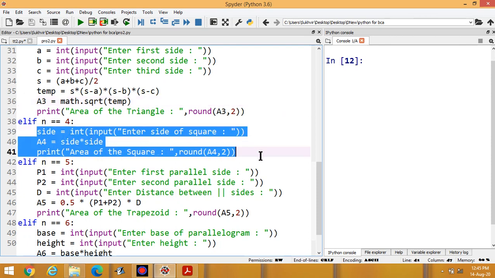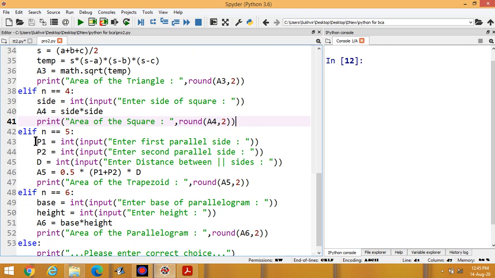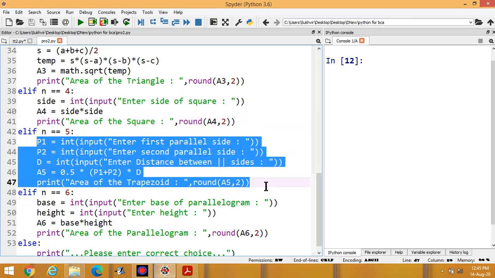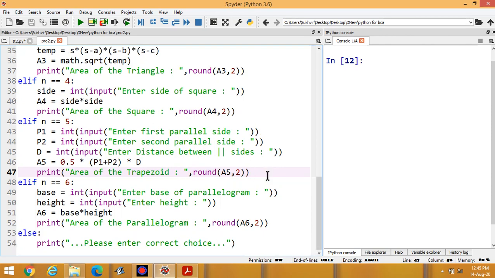Fourth requirement is the calculation of area of square. Enter the side of the square. Then area is equal to side multiply side. Then printing that particular area. The next one is area of a trapezoid. What is the formula for area of trapezoid? Half sum of the parallel sides multiply distance between them. I have already explained this formula. 0.5 or you can write 1/2. Then printing area of a trapezoid, or you can say trapezium.